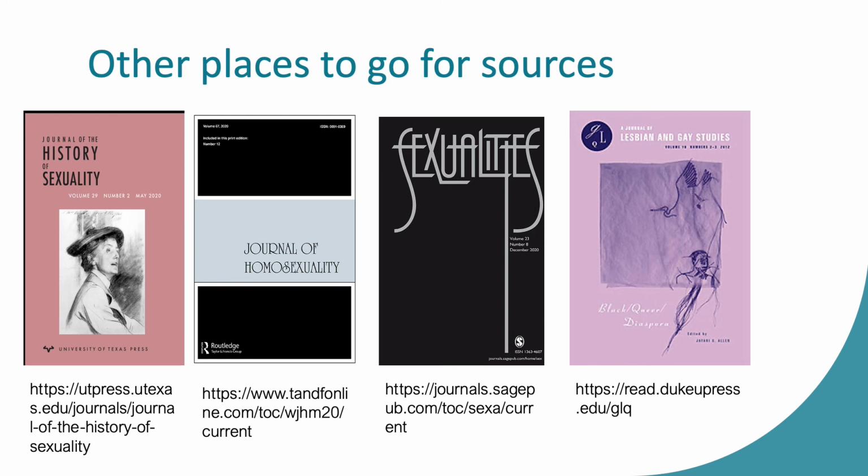These other 3 journals are also top tier. They have a high impact factor. They're all peer-reviewed and have lots of good information. They're not exclusively historical, though. So when you're looking at Journal of Homosexuality, Sexualities, and GLQ, you do have to be careful because some of them only deal with contemporary issues and don't have any historical content at all. But that's potentially a good place for you to go to look for sources.